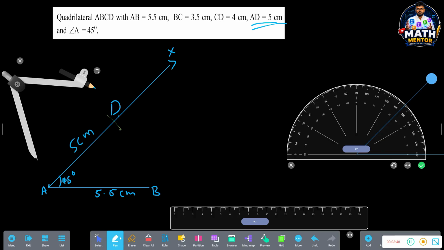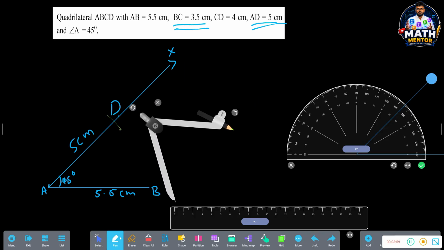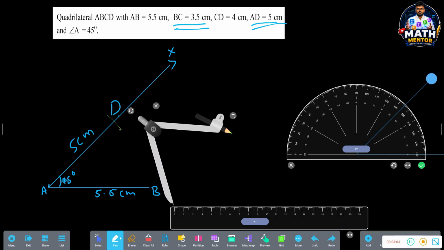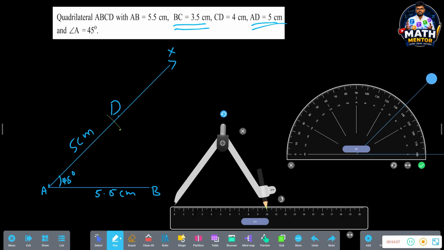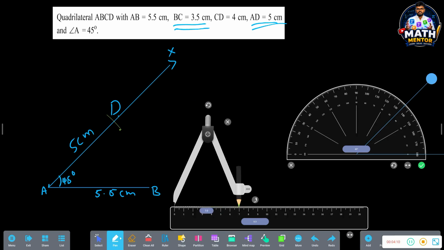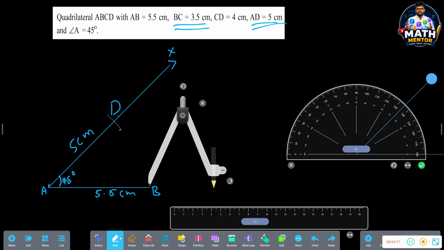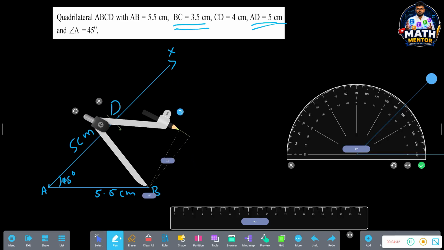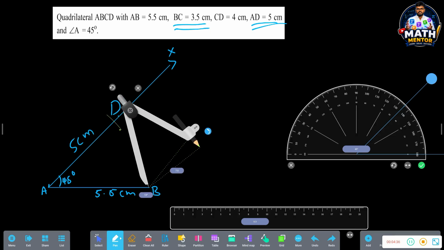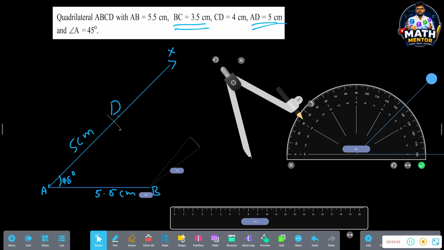So next we can take BC. BC is 3.5, so we have to measure 7 centimeters. Keep the point on 0, measure 7 centimeters, and take the point to B. Keep the point on B like this and draw an arc. This is the arc with radius as 3.5 centimeters.